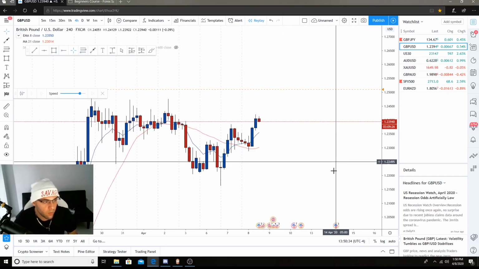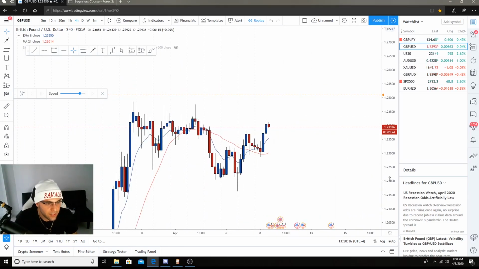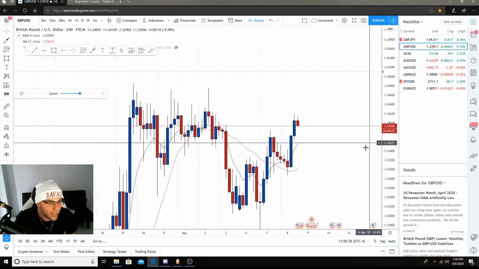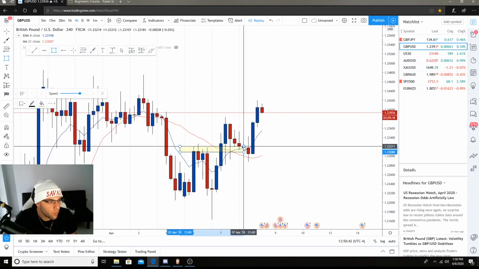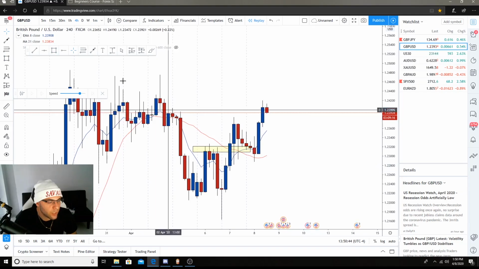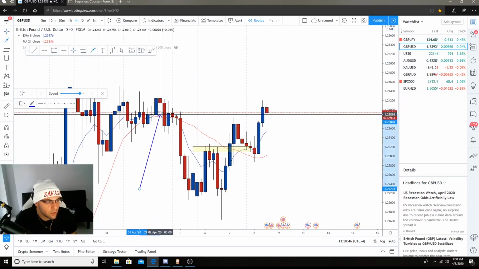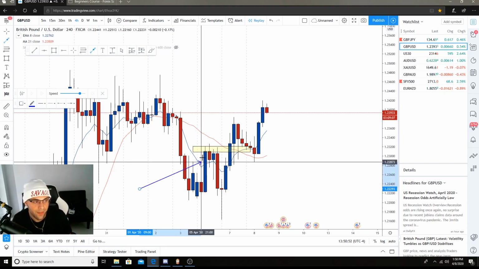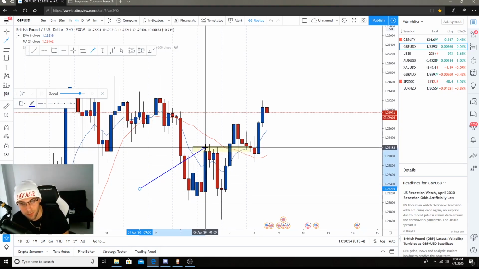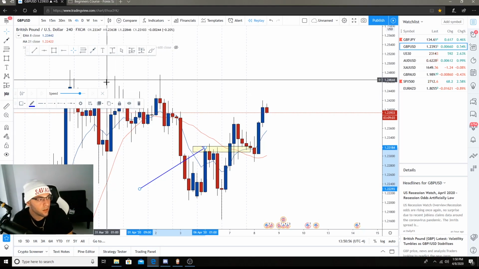So let's just start off right here. As you guys can see here, boom, we had a nice little setup. What do we have here? We have a form of resistance that we created right here, because what happened? We had market structure break to the downside on the 4 hour, creating new lower lows. We had this retracement, which was also a Fibonacci retracement, by the way.